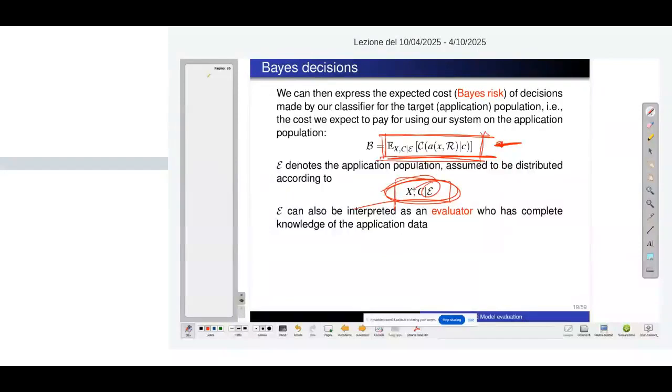Now, E is the evaluation population. We start giving E also another meaning. We call E also an evaluator, somebody who knows the application data, who has complete knowledge of the data. So we can see this as the distribution of the application data, the distribution for the samples as somebody who knows the application data would define it. Why is this important? Hopefully today, otherwise tomorrow, we will see why the distinction is important. But we'll come back to this later.